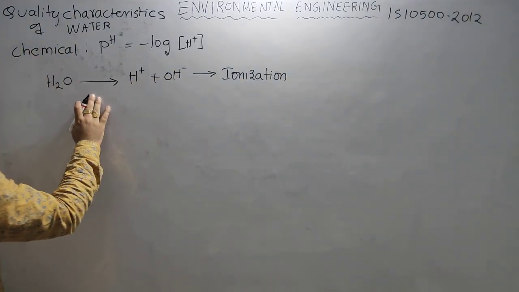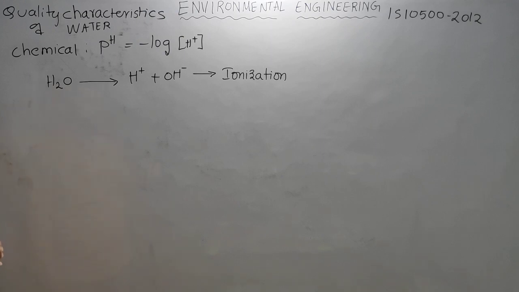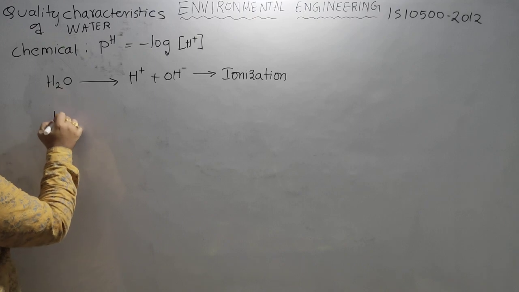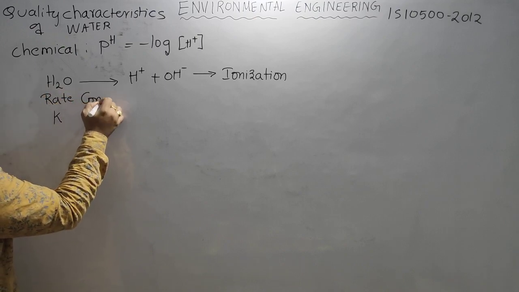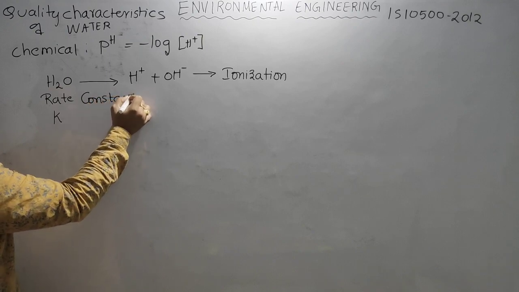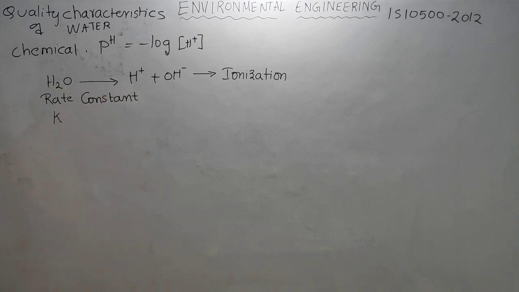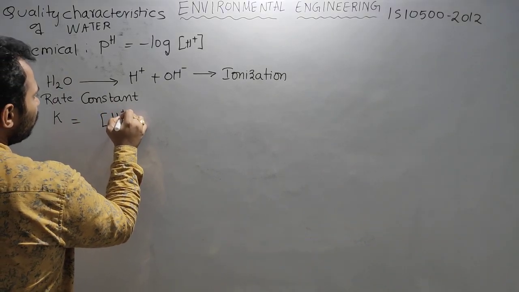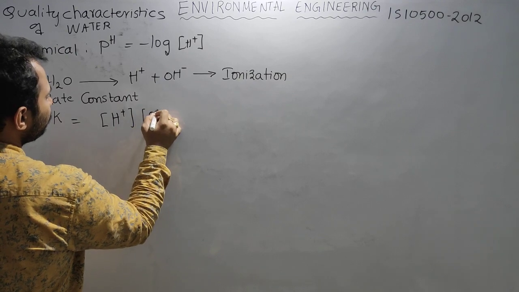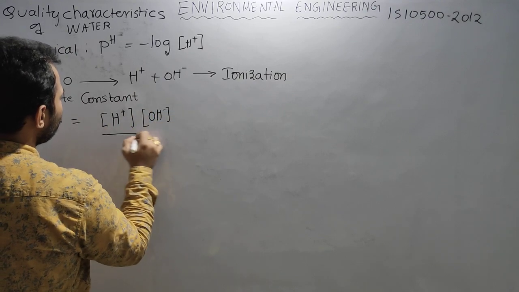So here there will be a rate constant. We always define a rate constant. What is meant by rate constant? The rate constant K is nothing but the concentration of products upon the concentration of reactants.